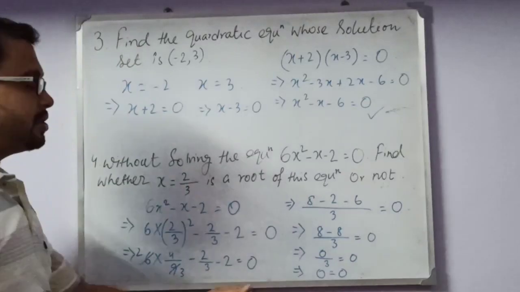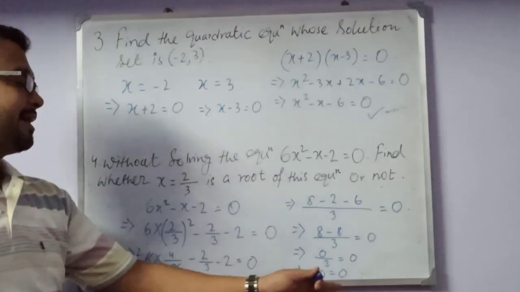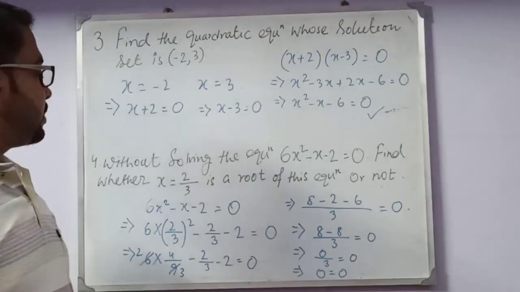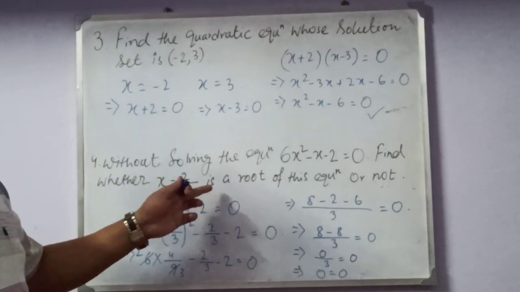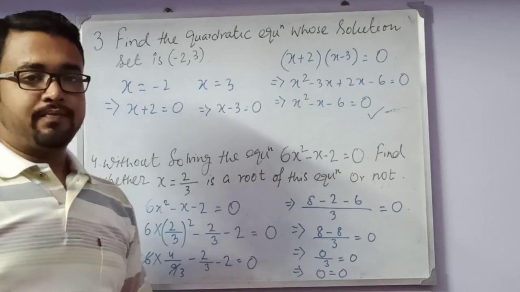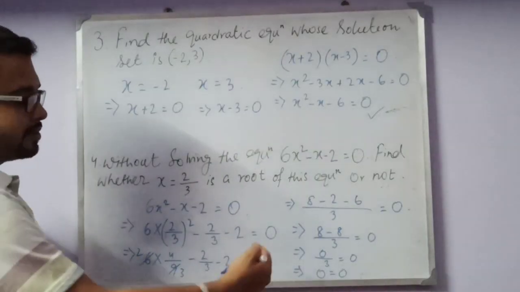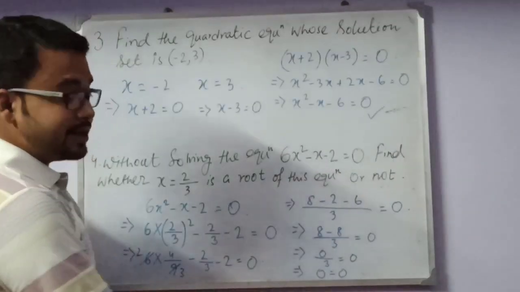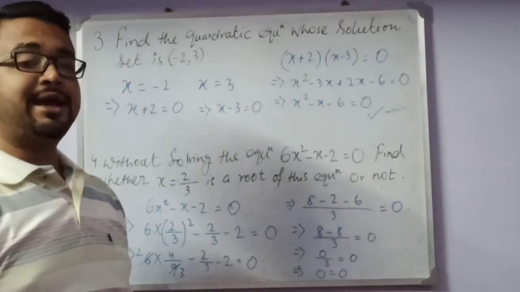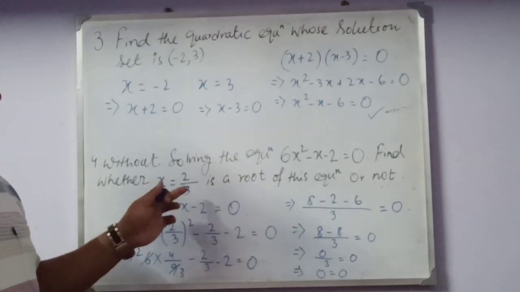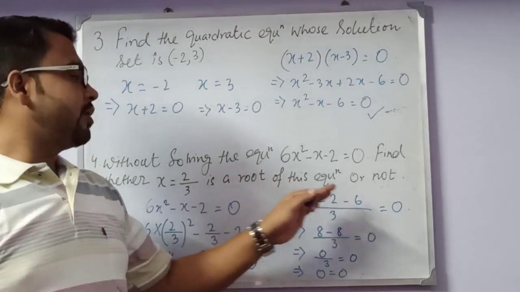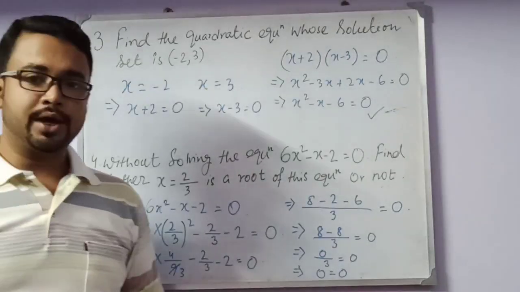So we got 0 on both my left hand side and right hand side. So that's why we can easily say that x is equal to 2 by 3 is a root of this equation. If this is not satisfied, and my left hand side and right hand side are not equal, then we can write: no, this one is not a root of this equation. Okay?